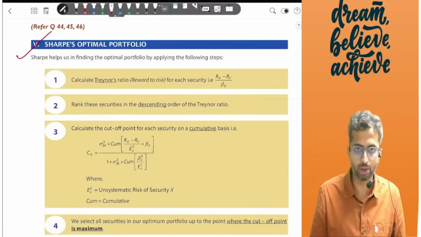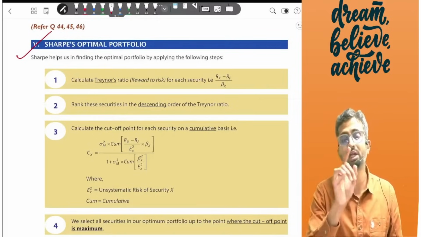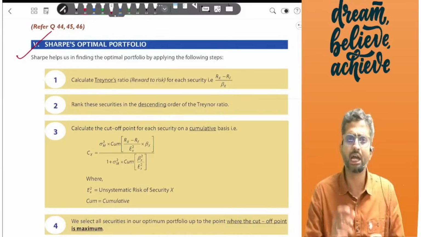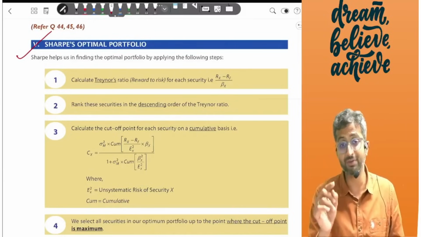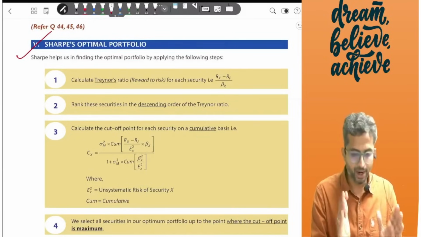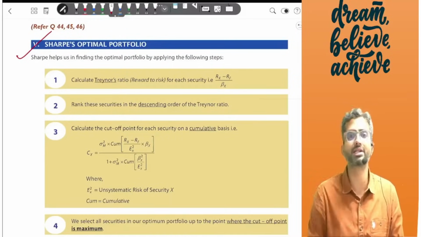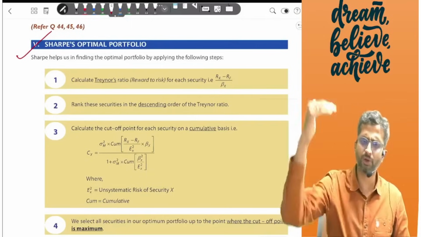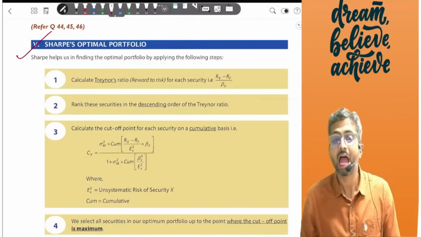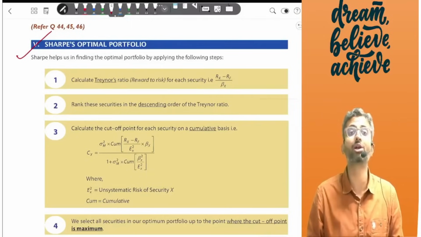So what Sharpe does over here is, if you have a universe of, let's say, 10 securities, Sharpe says you calculate the reward to risk ratio for each of the securities, that is Rx minus Rf divided by the beta of x. Find the reward to risk ratio of each security. Second, you rank those securities in descending order, that is highest reward to risk comes first, lowest reward to risk comes next. And third, for each security you try to find a cutoff point.